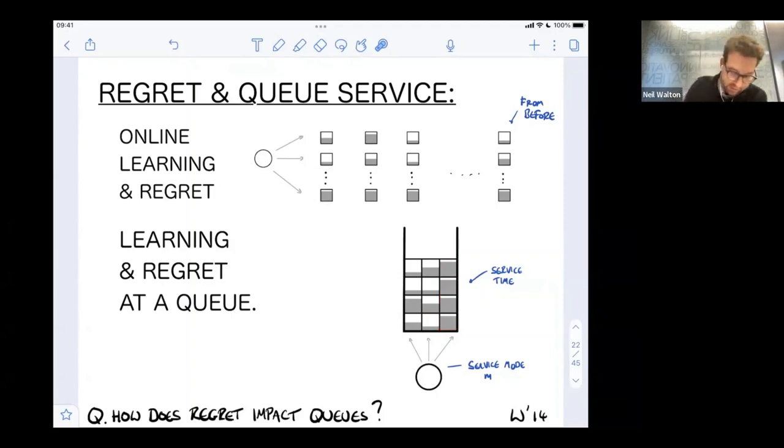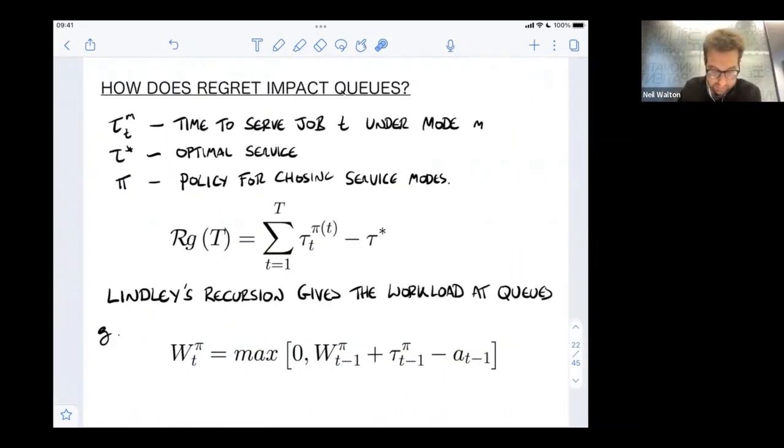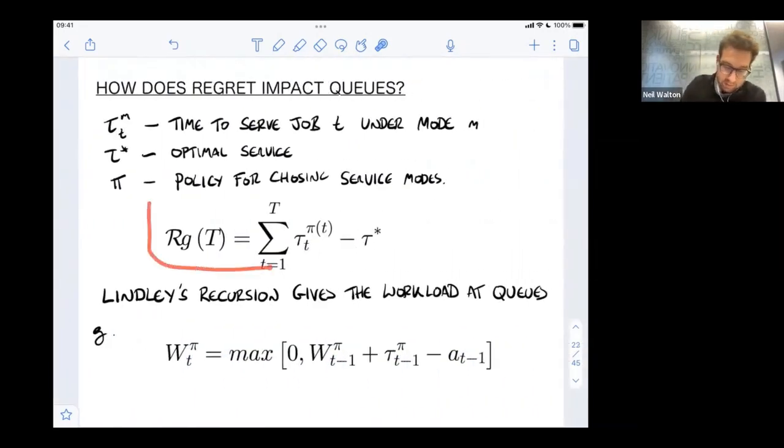Okay, so the question is, how do things like regret impact things like queue length? Just as regret is used as a common metric in online learning, how does that actually impact things in queuing systems? That's one of the things we like to look into. So you can write down the regrets of the decisions of an algorithm, okay?